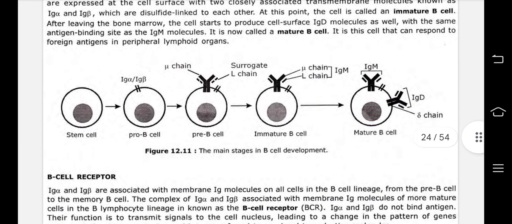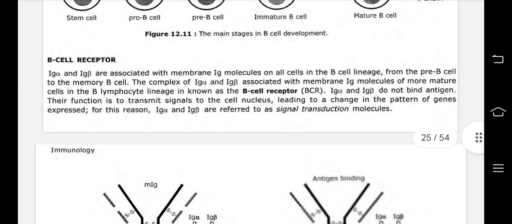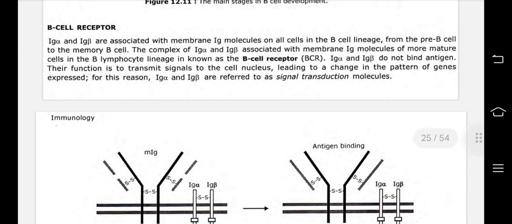Here you could see a schematic representation of the main stages of B cell development: stem cell, pro B cell, Ig alpha, Ig beta, mu chain, surrogate L chain, pre B cell, then immature B cell, mu chain, L chain, IgM, IgD, alpha chain, mature B cell. B cell receptor: Ig alpha and Ig beta are associated with membrane Ig molecules on all cells in the B lineage, from the pre-B cell to the memory B cell.